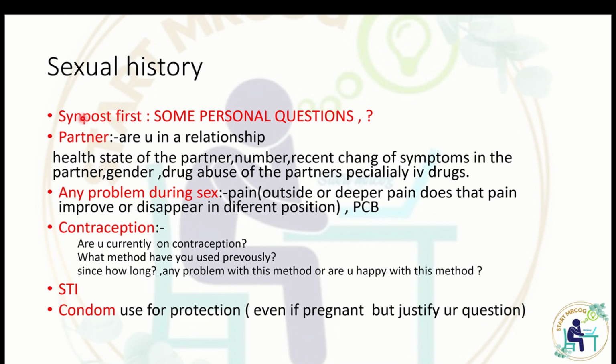So here is the sexual history in detail, some personal questions, and are you in a regular relationship? And any problem with the sex, like pain or bleeding after sex, and are you currently on contraception, and what is the method, any previous methods, and if she had any complication from the previous methods, and if she had any STIs, and how she protects herself against STIs during sex. Number of partners is important, and don't hesitate when you ask about the number of partners.